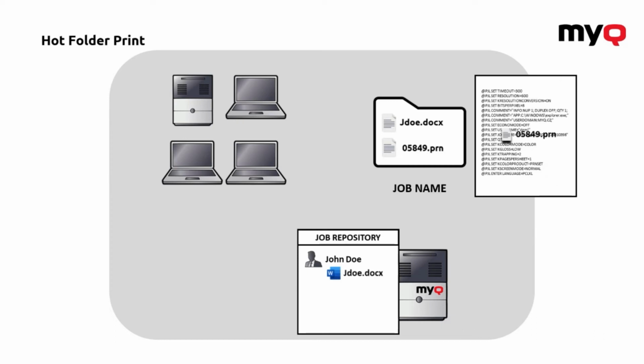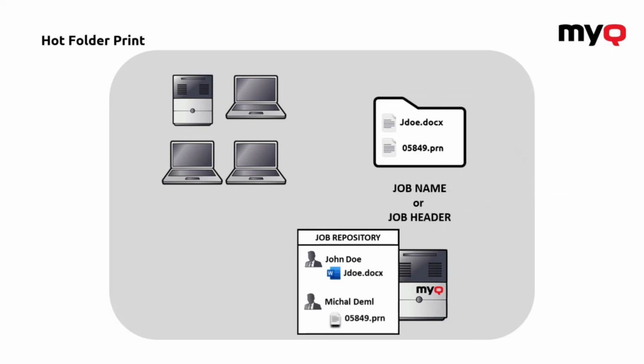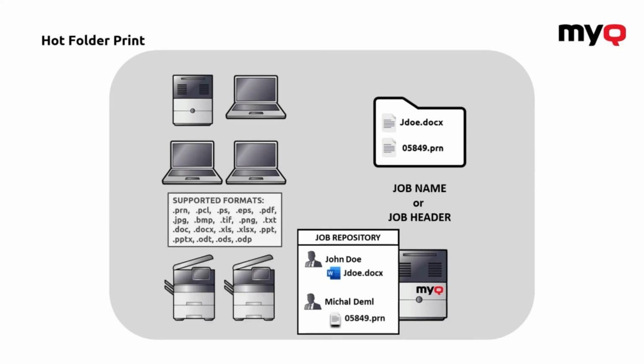So if it's a parent file, it will simply detect the owner from the header of the job. And that way, as you can see, both are properly detected, and I can just come to the machine and release it. And as you can see, it's not only about the PRN files or MS Word, but there are multiple different formats which you can use to get your files, like PNG, TXT, MS Office files. There's plenty of those.